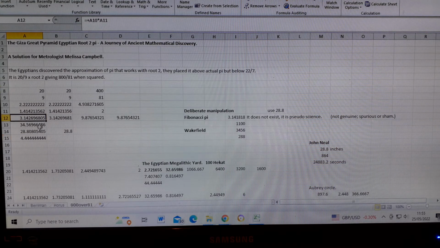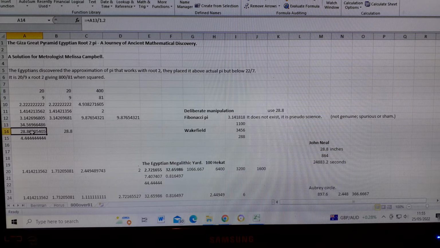Now we want to reduce the size of this version of pi. When we multiply it by 11, we get this number, 34.56. And when we divide that by 1.2, we get 28.8080. We want to shave that number down to 28.8. When we do that, this version of pi changes to Fibonacci pi. I've been told that Fibonacci pi does not exist. It's just pseudoscience, not genuine, spurious, a sham calculation.